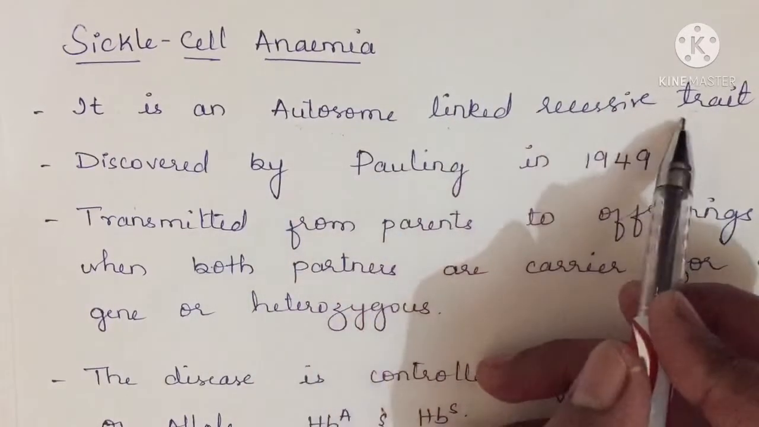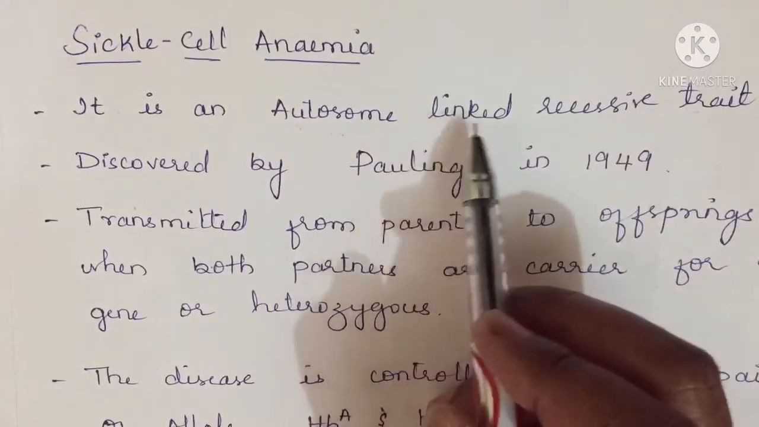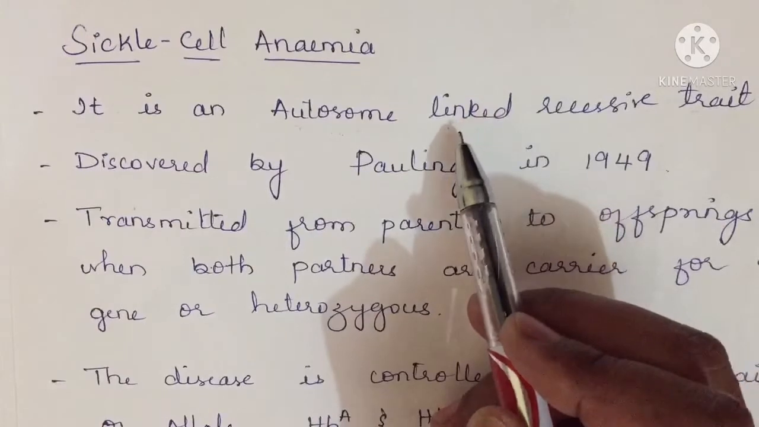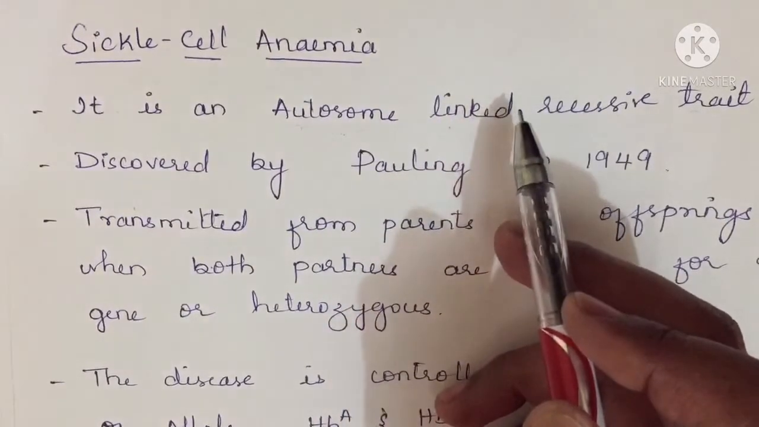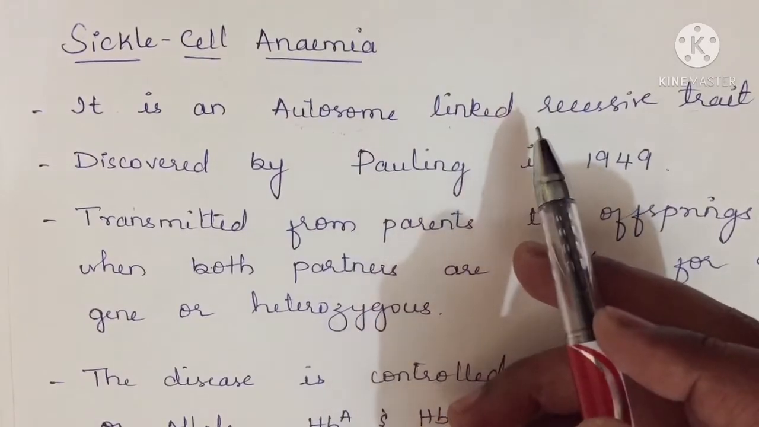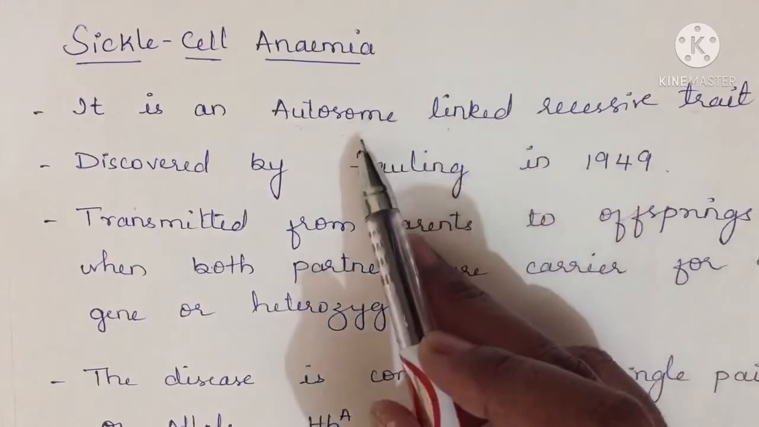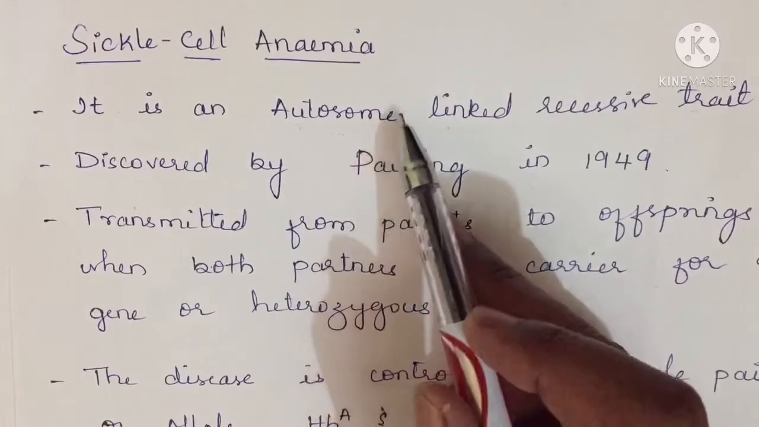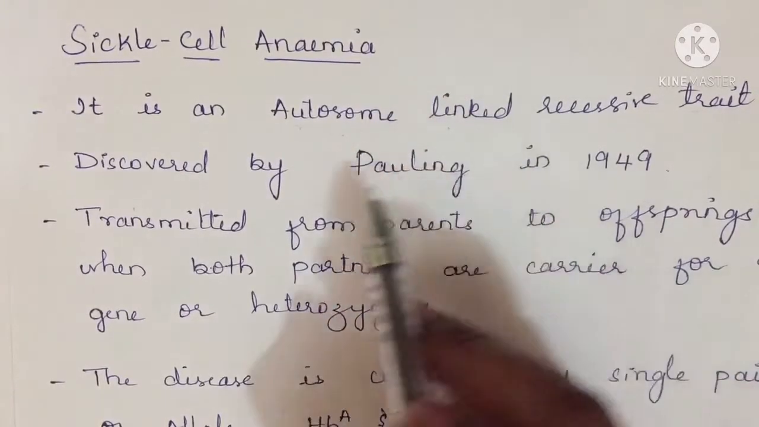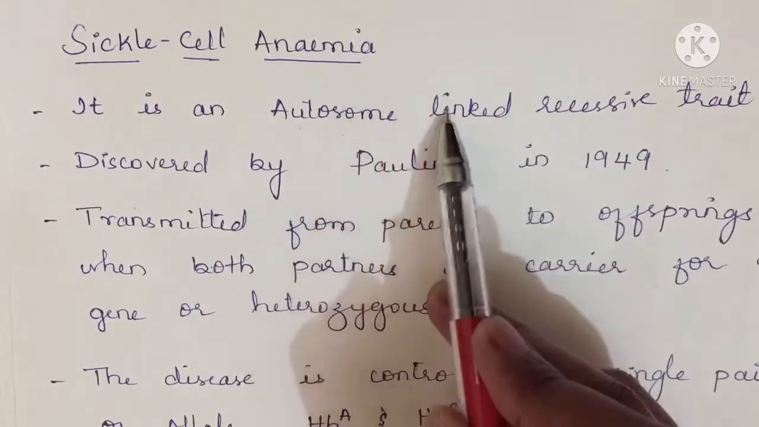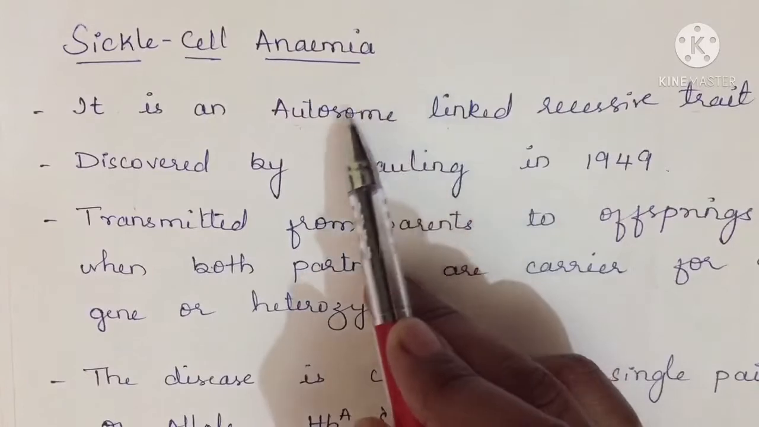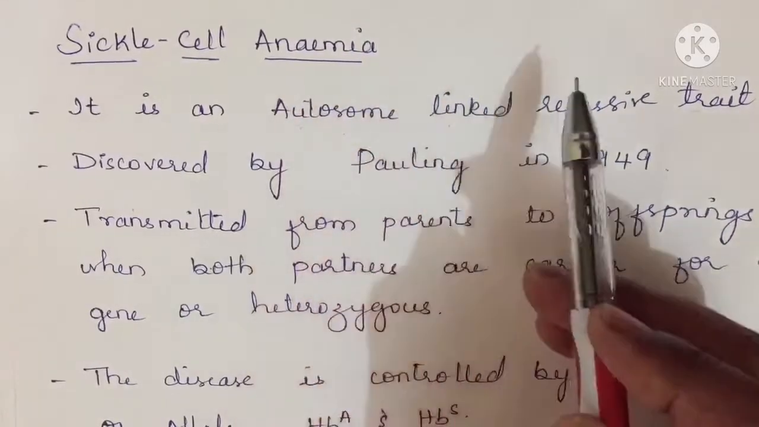Autosome linked recessive trait shows that it is not related to male or female, as we found in hemophilia, where it was transferred from mother to son. But here we are not saying that it transfers from father to daughter, father to son, mother to daughter, or mother to son. Why? Because it is autosome linked, whereas hemophilia was a sex linked disease.